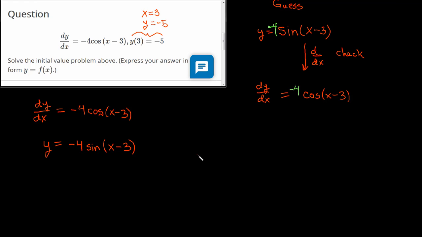So that's guessing and checking. If you get good at it, guessing and checking can be a very fast way to solve a lot of problems. Okay, but we're not done with this problem yet. We're only halfway done.